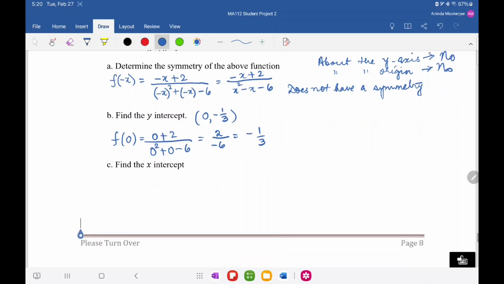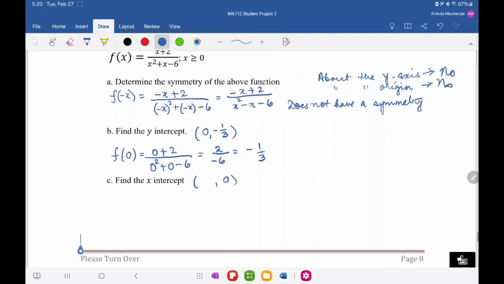The next one says find the x-intercept. Now at the x-intercept, the y values are 0. So what we have to do is we have to make the y equal to 0 and solve for x. In other words, we are solving for x in the equation. So what was our equation? It was x plus 2 divided by x squared plus x minus 6. Now I'm going to surround it with brackets. Okay, and equal to, we have to make the other side equal to 0.